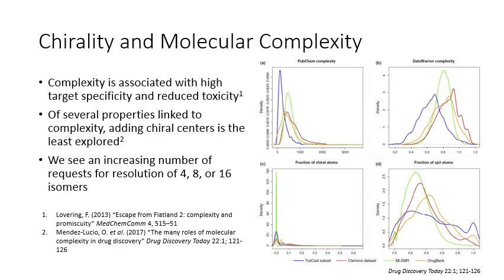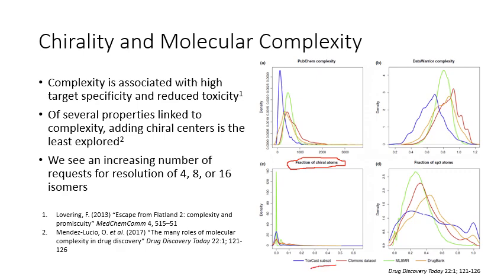Molecular complexity is associated with high target specificity, and that means reduced toxicity. More promiscuous molecules tend to have greater off-target effects, and that's something we want to reduce. One of the things that is associated with molecular complexity is the fraction of chiral atoms present in a molecule. And introducing more chiral atoms gives us a greater degree of complexity and three-dimensionality.